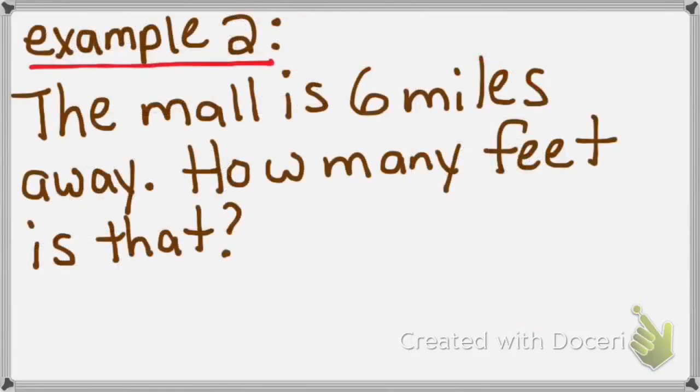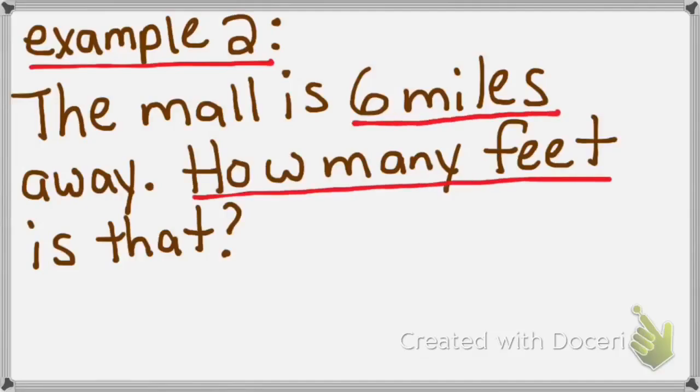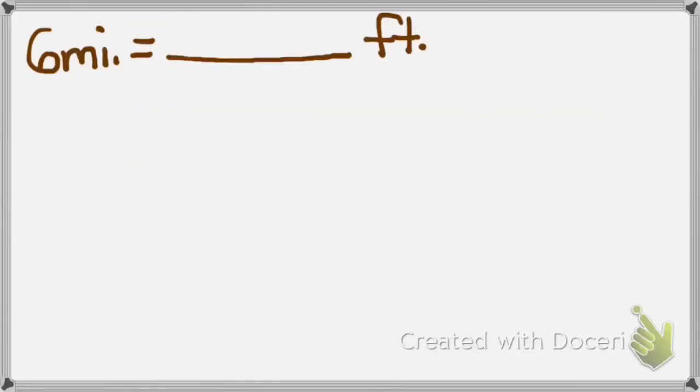Example number 2. The mall is 6 miles away. How many feet is that? Well, my given unit is 6 miles. What I need to know, my unknown, is how many feet. So step 1 says write the given unit first, which is 6 miles, and the unknown second equals blank feet.